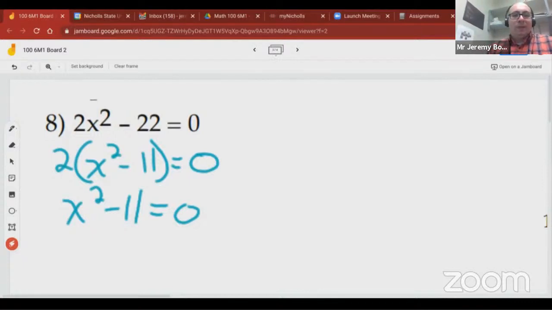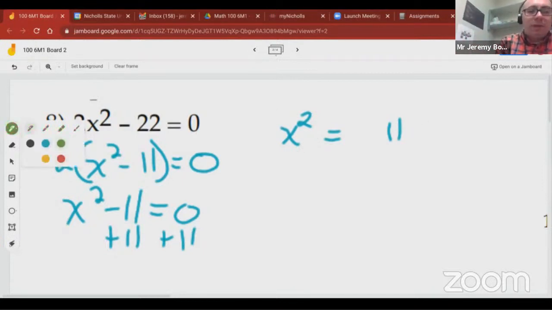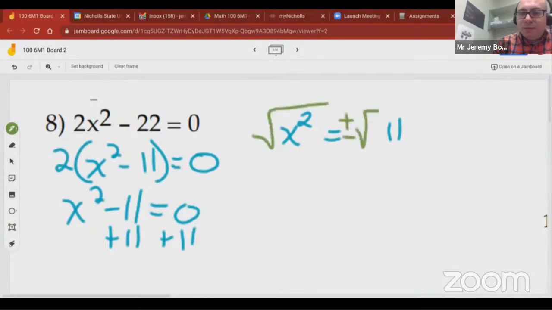Well, can't factor it, so let's see if we can do the square root method. We only have that term of x squared. So let's add 11 to both sides, and we end up with x squared is equal to 11. Since it's just a term of x squared, it's equal to some constant, and that constant is non-negative. Remember, it can't be negative. We can apply the square root method. Take the square root of both sides, and since that is opposite the variable, it's going to be plus or minus.